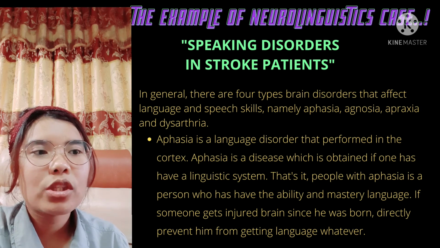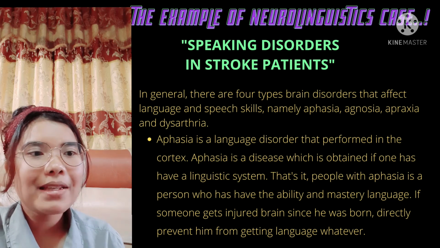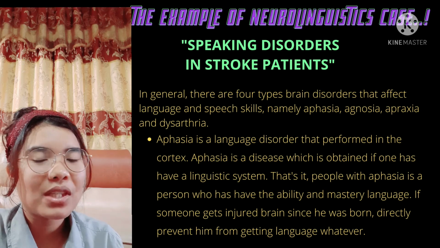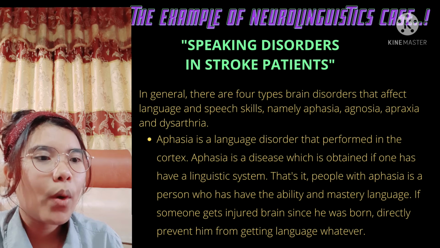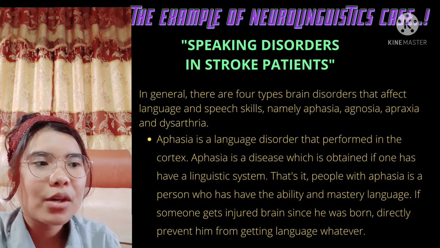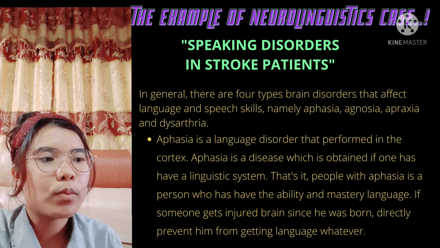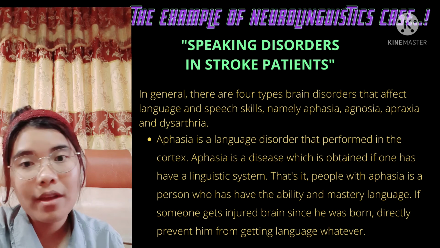Aphasia is a language disorder that occurs in the cortex. Aphasia is a disease which is obtained if one has a linguistic system. People with aphasia are people who have lost the ability and mastery of language. If someone gets an injured brain since he was born, it directly prevents him from getting language whatsoever.